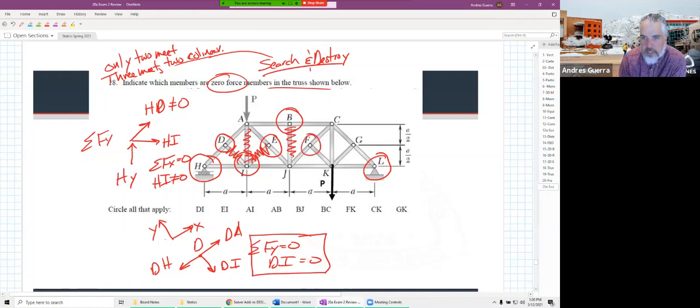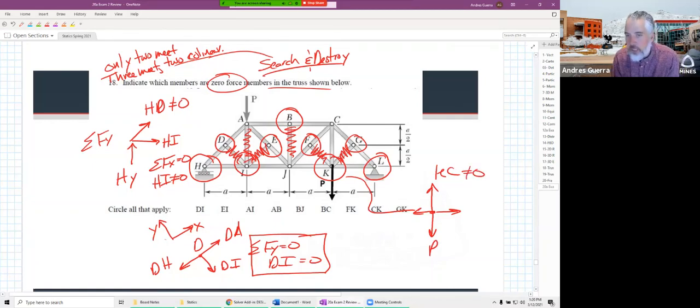At F, that meets our search criteria. This one then goes away. At G, that meets our search criteria. So this one goes away. Point K also meets our search criteria. But because we have this P going down there, we are going to find that this KC is not equal to 0 because there's an applied load there. So it did meet our search criteria, but when we draw the FBD, we're going to find that that one does not equal 0.